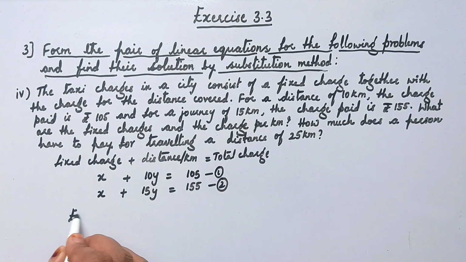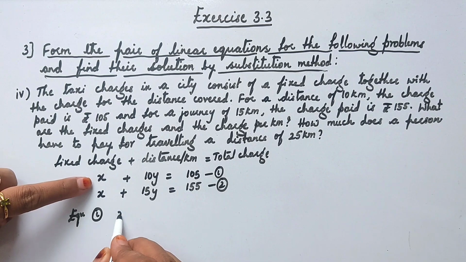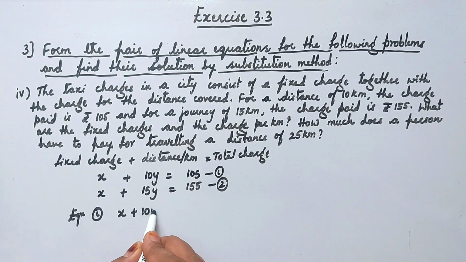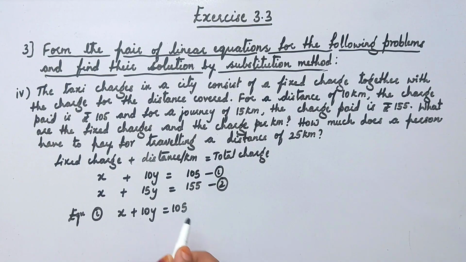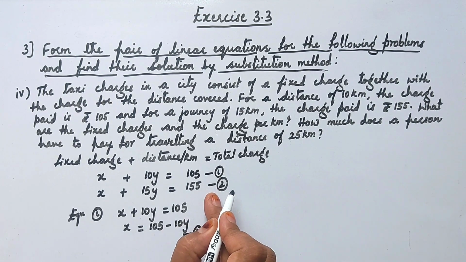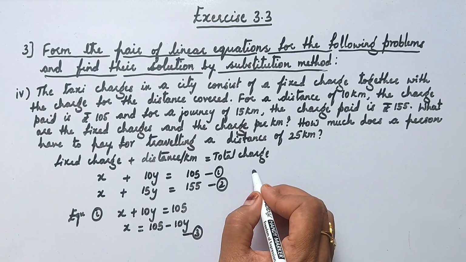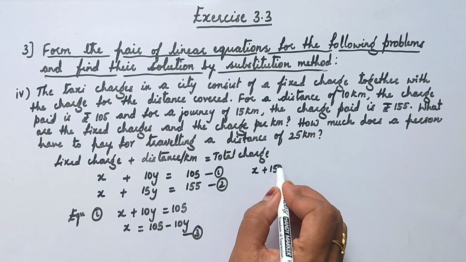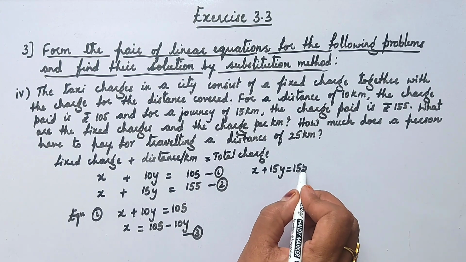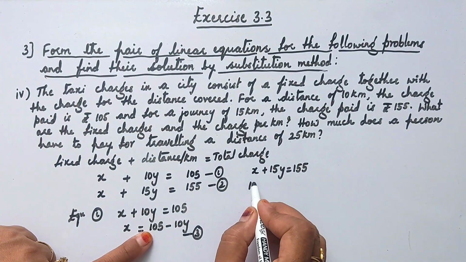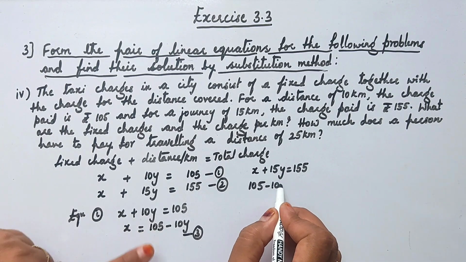Okay. Now equation 1, I'll take this, that is x plus 10y equal to 105. X equal to, after equal to we have got 105. Shift this to the other side, it's going to get negative 10y. This is equation 3. I'm going to substitute the value of x in this equation 2. Okay, here x plus 15y equal to 155. X value is 105 minus 10y.